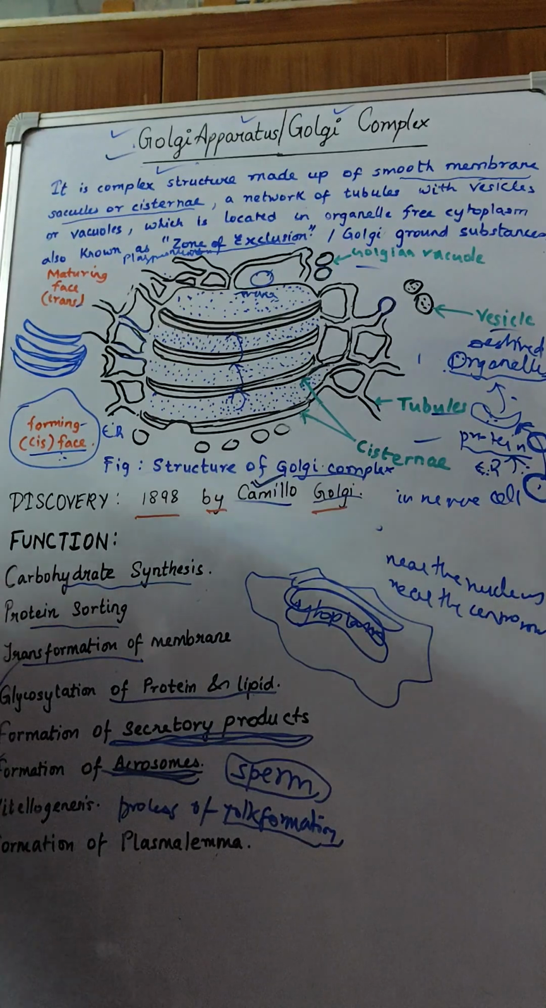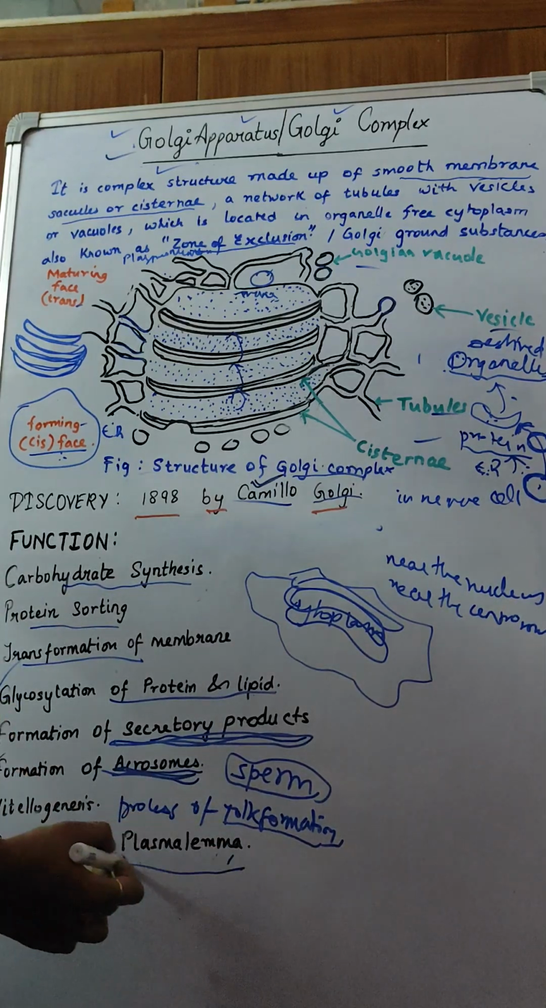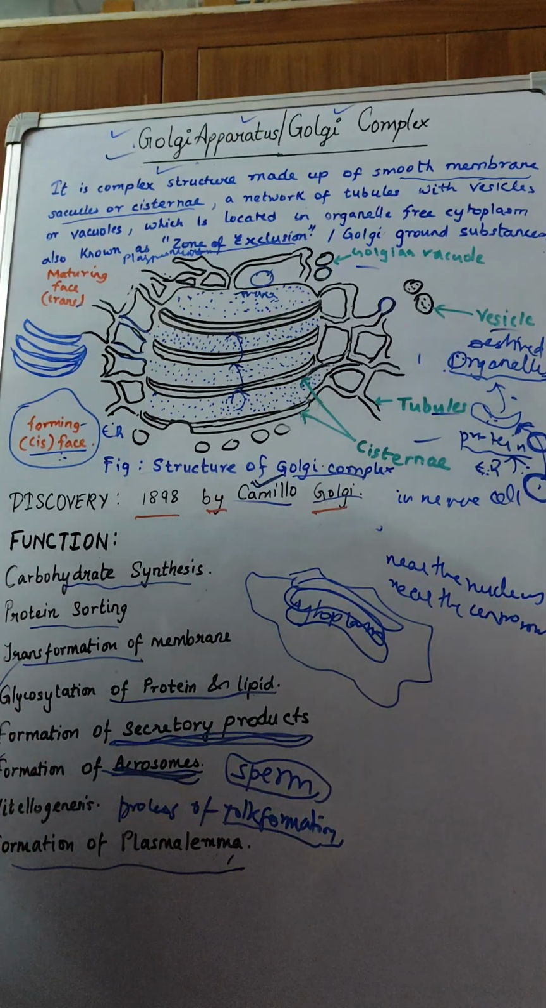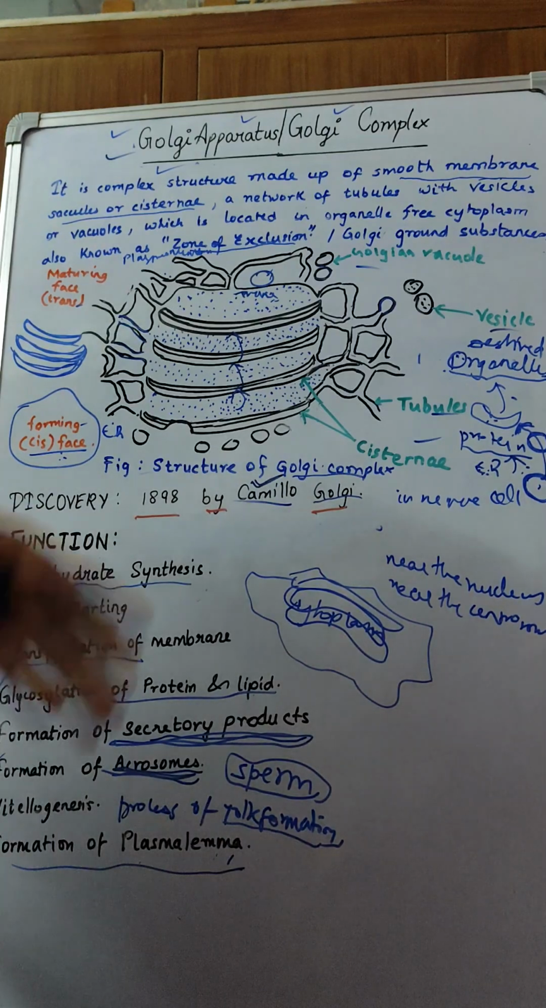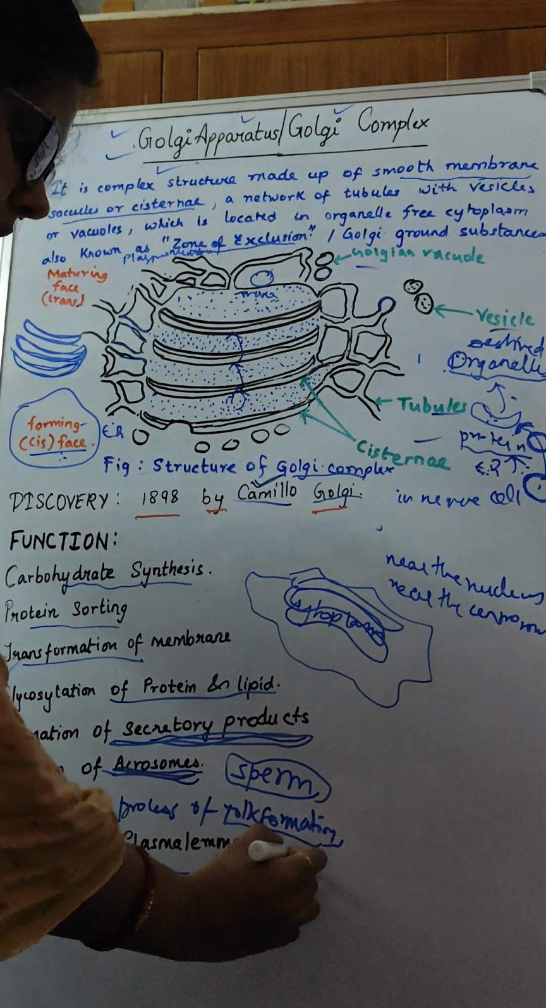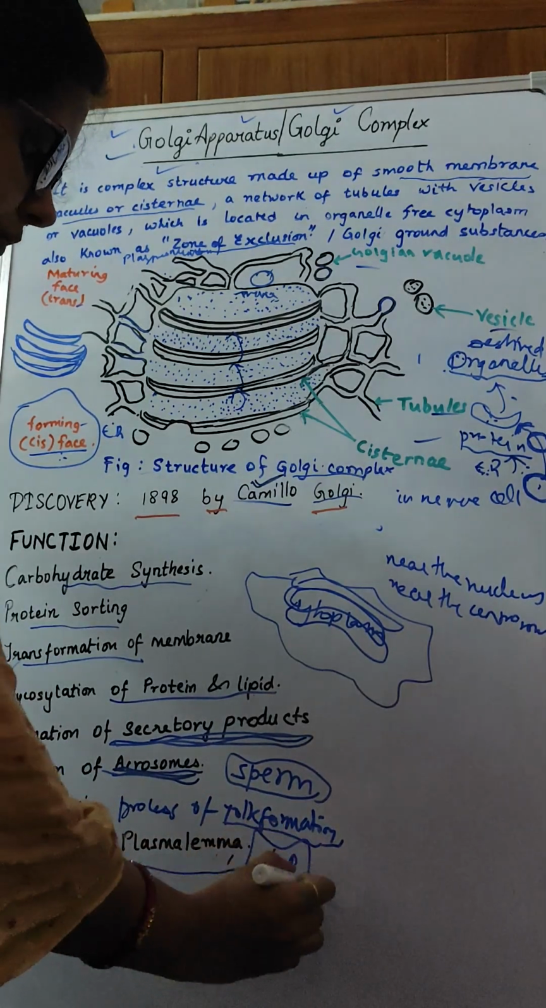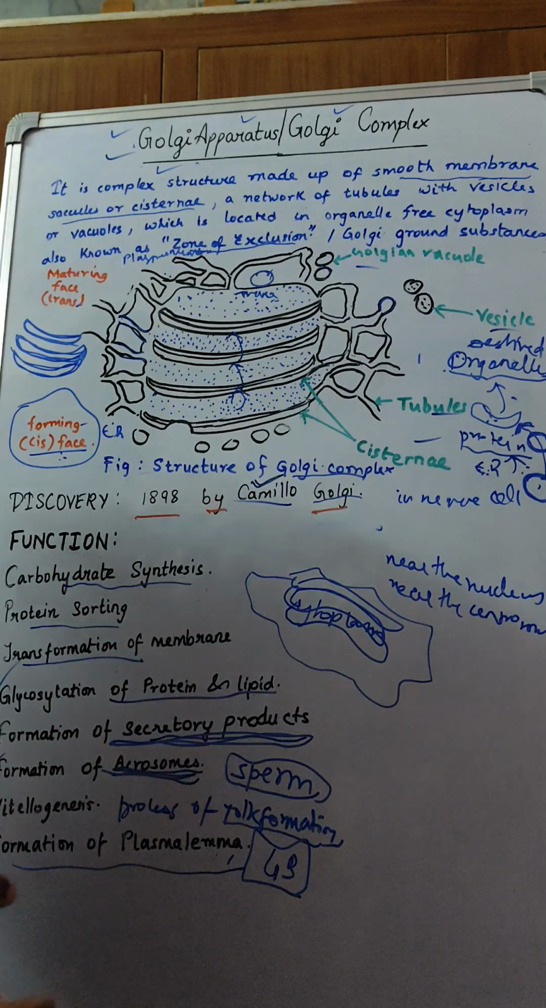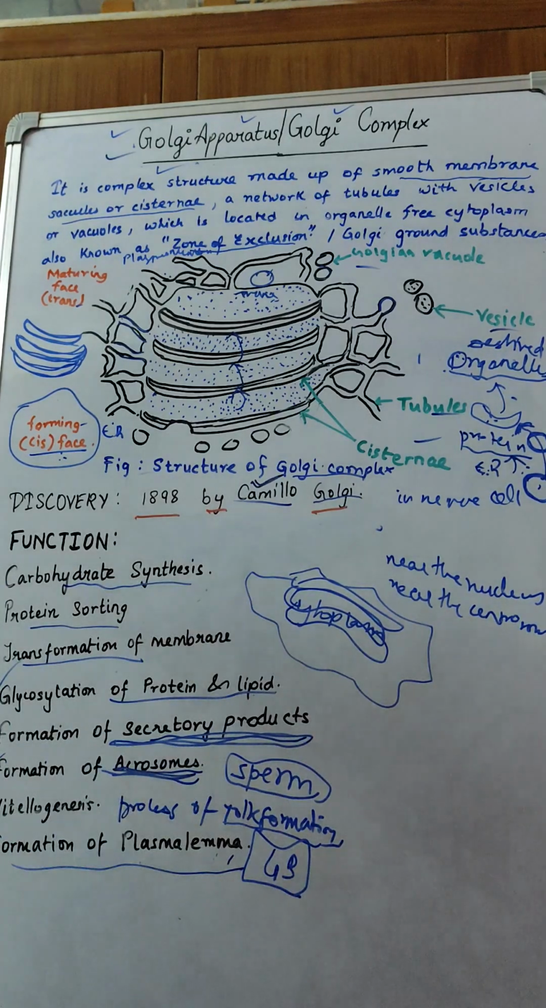Next is formation of the plasmalemma, that is the plasma membrane, or formation of the primary cell wall during cell division of a plant cell. First the cell plate is formed. During all this process, the Golgi apparatus is involved. The Golgi body directly helps in formation of the plasmalemma or plasma membrane, the primary cell wall, and also in the formation of lysosomes. So this was about the Golgi apparatus.